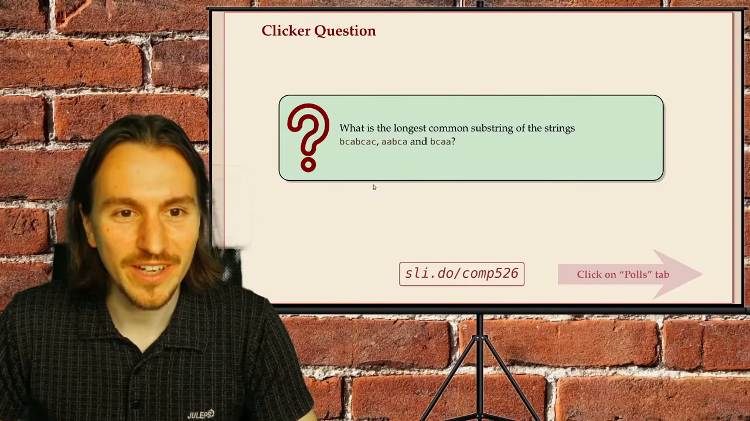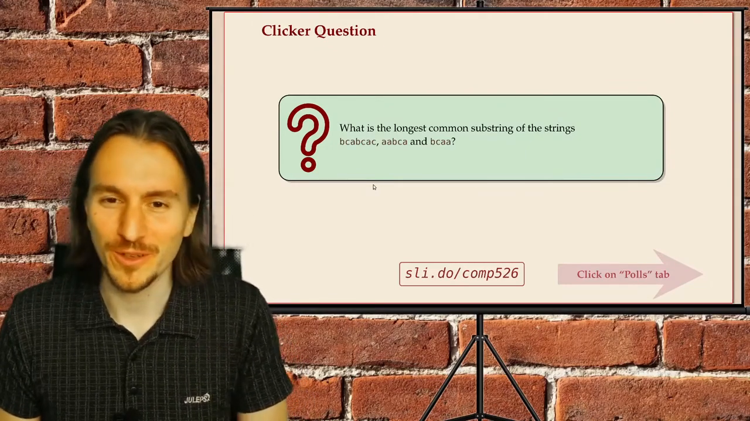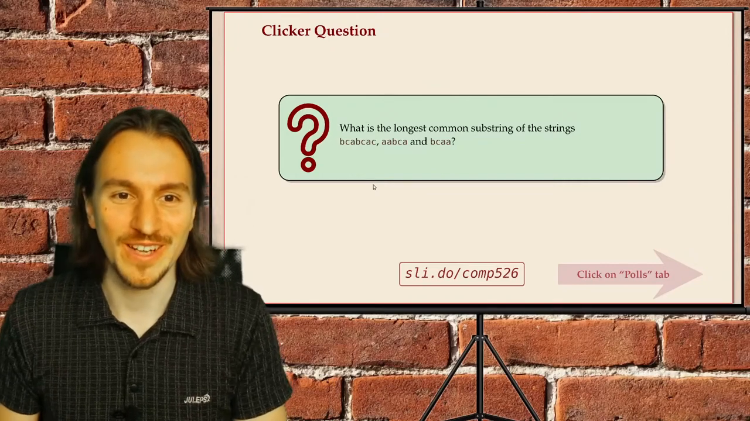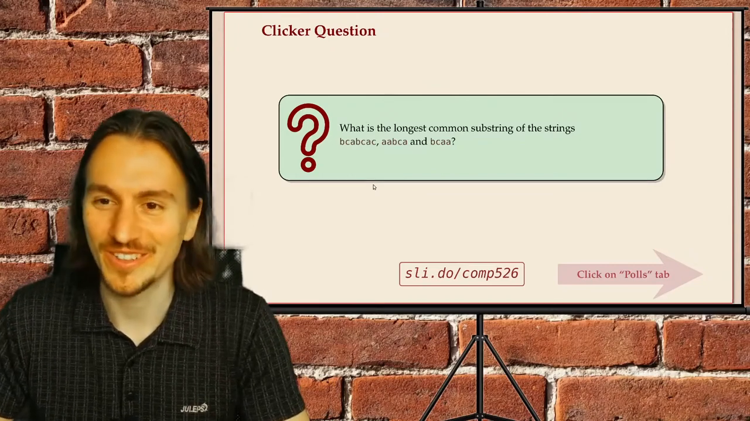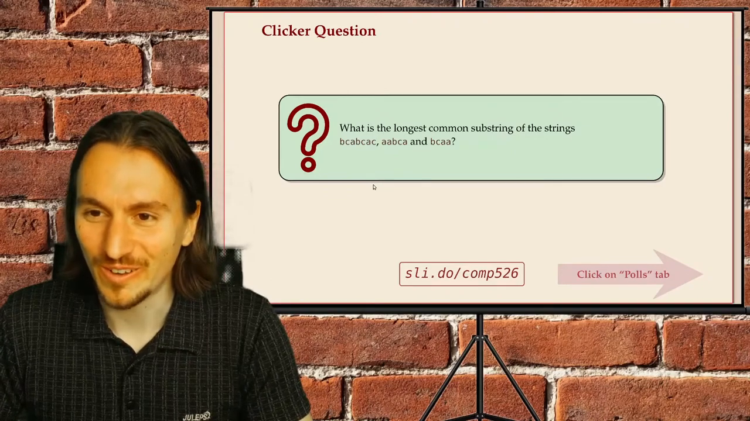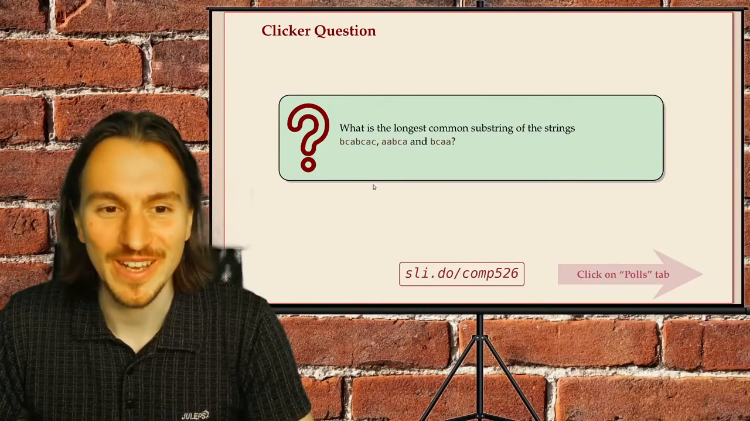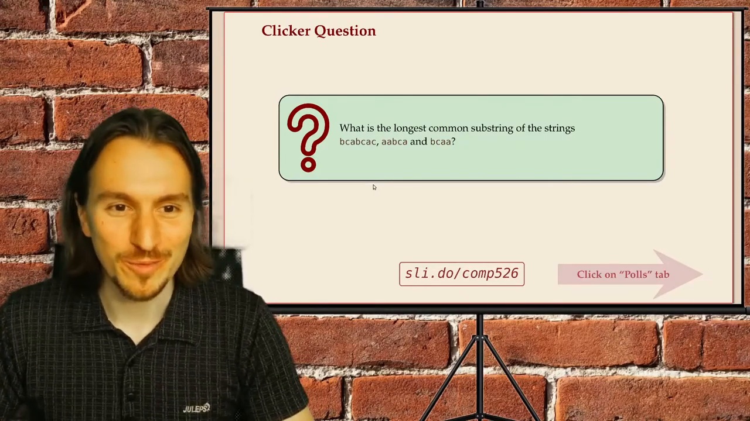I see 10 answers. Again, if you feel like you have no idea what I'm talking about, a valid answer is I'm lost or don't know. And otherwise, try to find the longest common substring of BCA, BCAC, AABCA, and BCAA. Great words to pronounce.